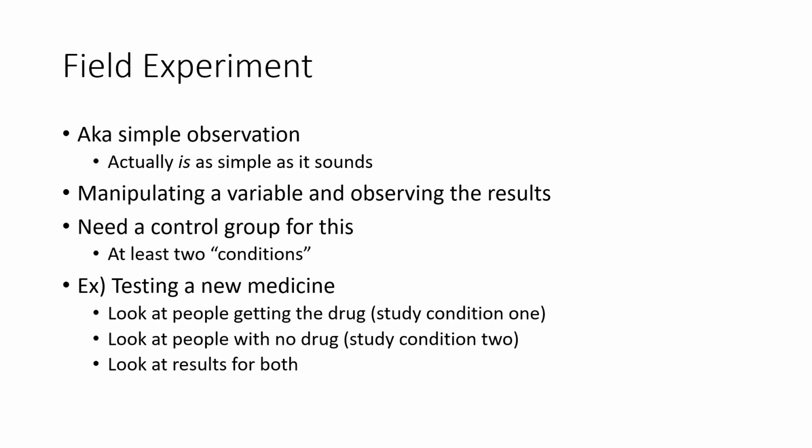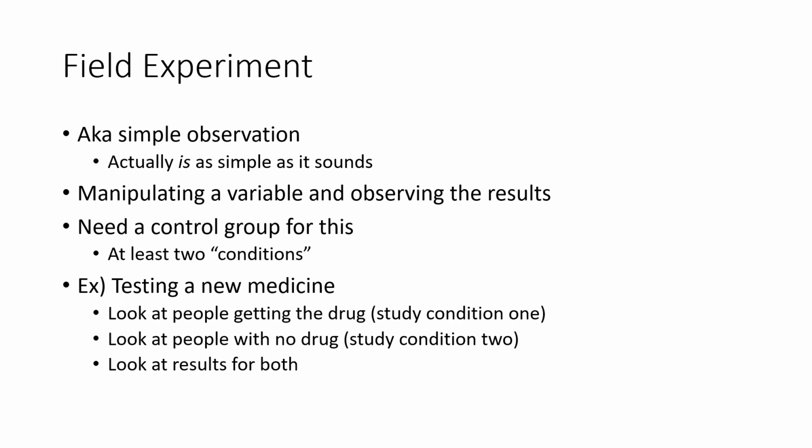Okay, so field experiment is what you're going to hear about a lot more, and it's also known as a simple observation. A lot of times the word simple is in a phrase, and even though it says simple, it's usually not. This one actually is, so that's happy. Okay, and this is just manipulating a variable and observing the results. You're going to need at least 2 groups for this, and one of them is going to be the control group. And you're going to need at least 2 conditions. So that's 2 different groups with different conditions.